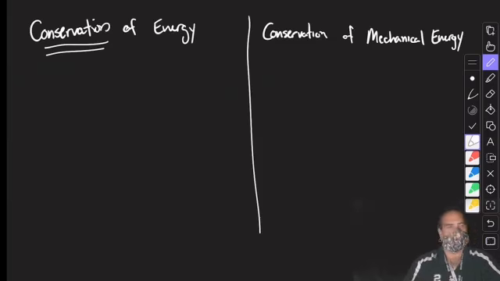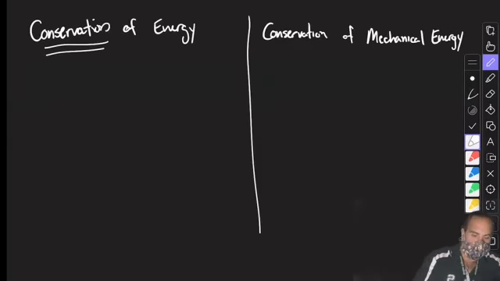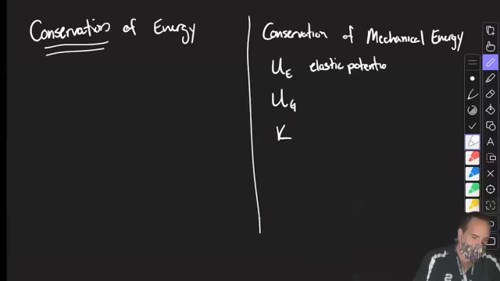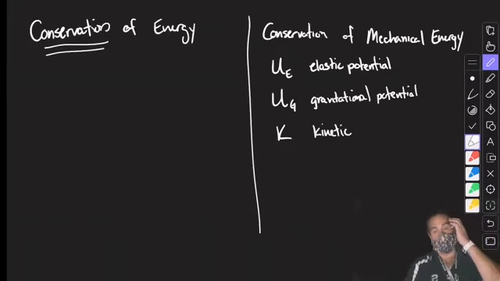Non-useful forms, heat. That's the non-useful forms. So basically, as long as there's no kinetic friction, we have three forms of mechanical energy. There's elastic potential energy, sometimes called spring energy. There's gravitational potential, and there's kinetic. These are the only three forms of mechanical energy we have.